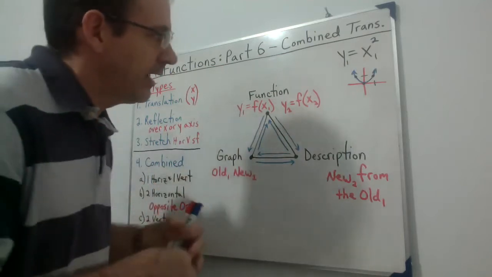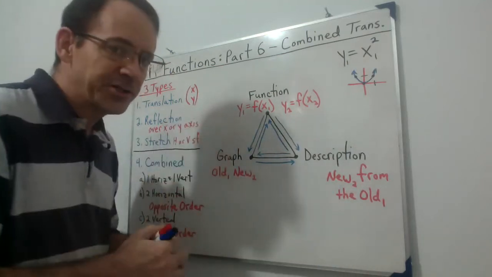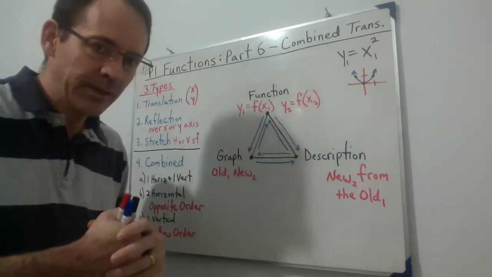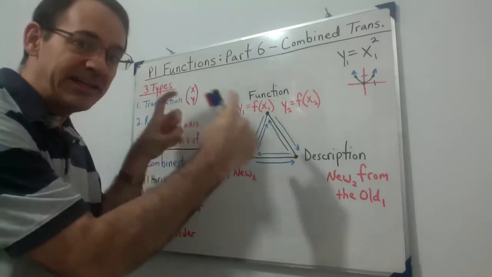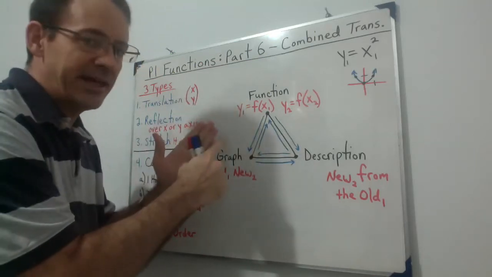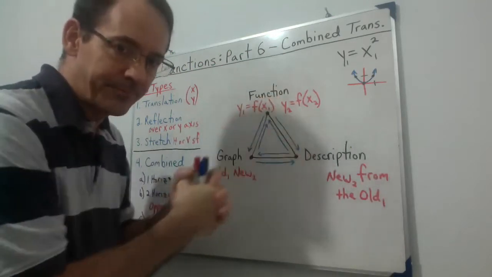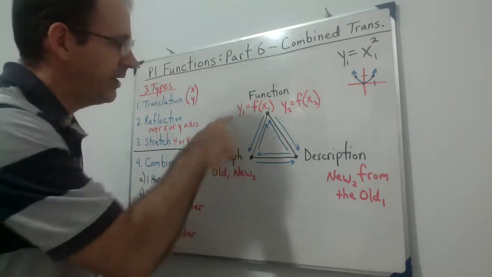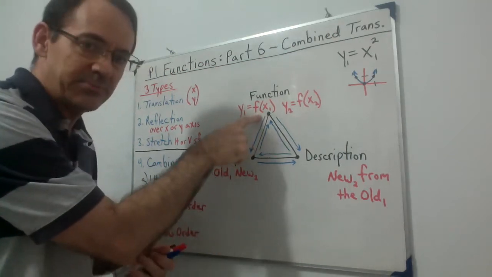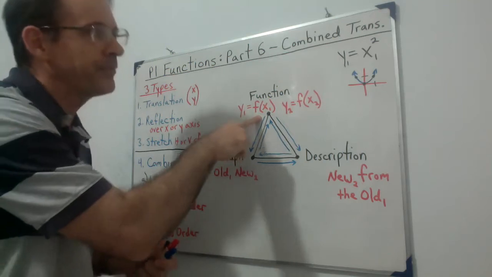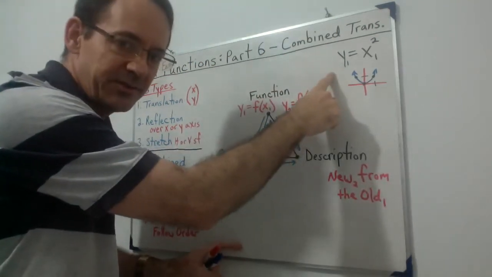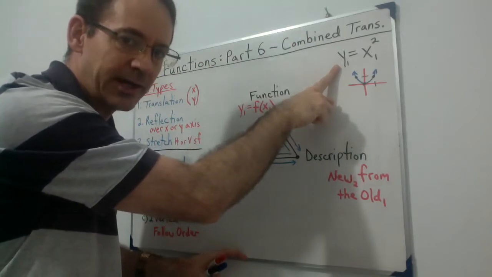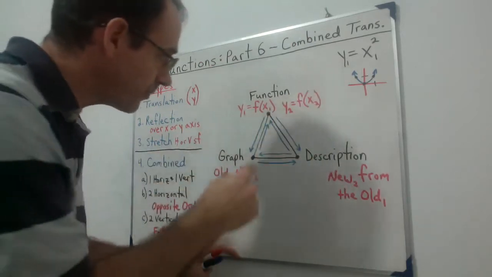So your starting function could actually not be a parent function. It might be an already developed function, which then you translate further. Okay, so there's a lot of different ways that this can happen. So here I represented it in basic function notation. For our purposes in this video, I'm going to use this parent function, the quadratic, to illustrate all of this.